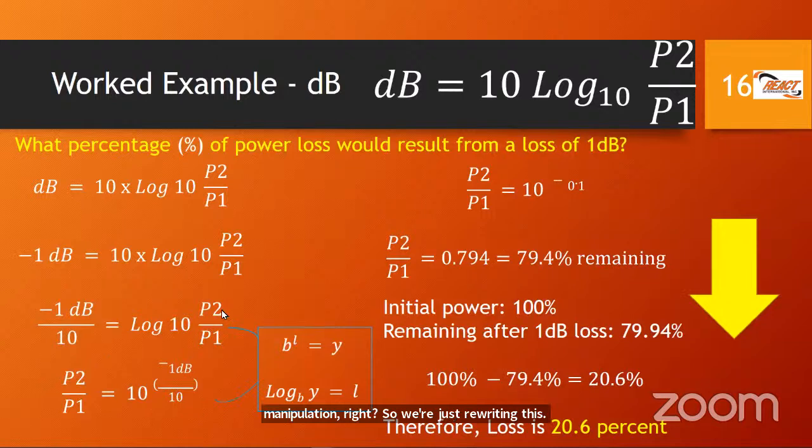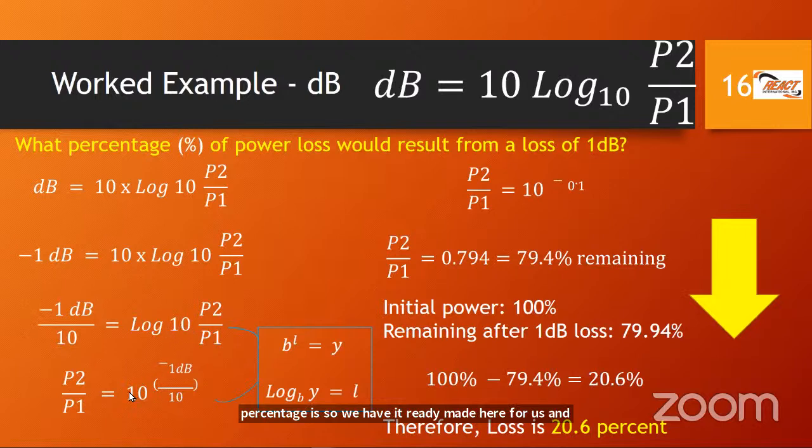What we have done here is manipulate it so that P2 over P1 equals the expression, which is what we're trying to solve for. We're trying to solve for P2 if we have P1. What is that ratio of the power, or what is the percentage? We have it ready-made here for us, and we simply manipulate. The base is base 10.